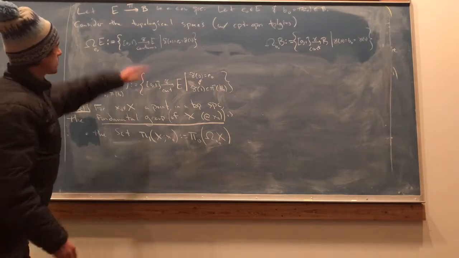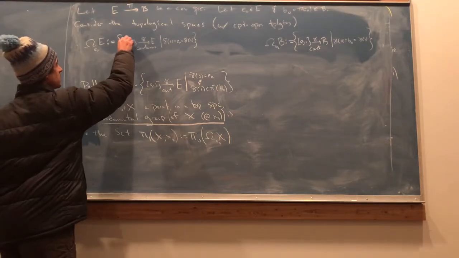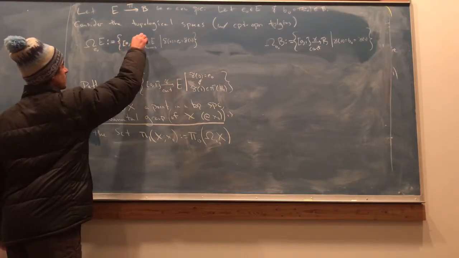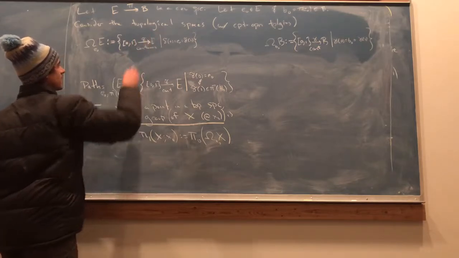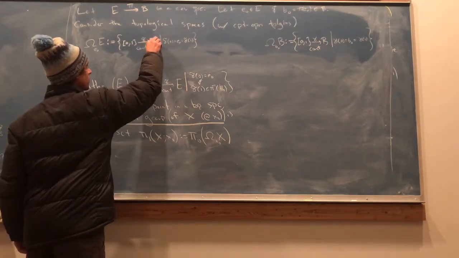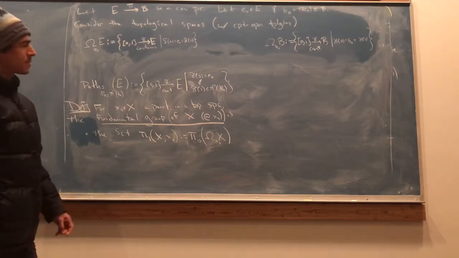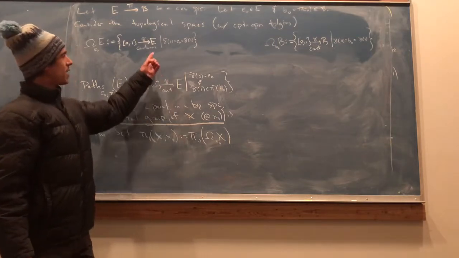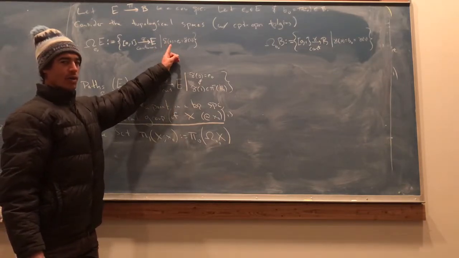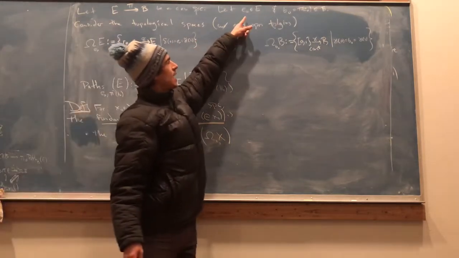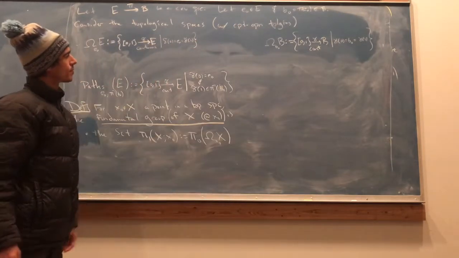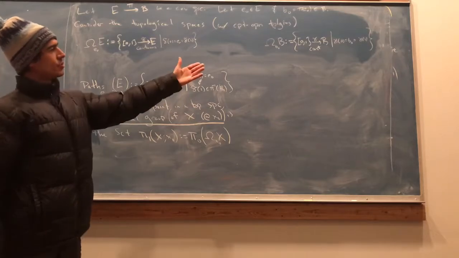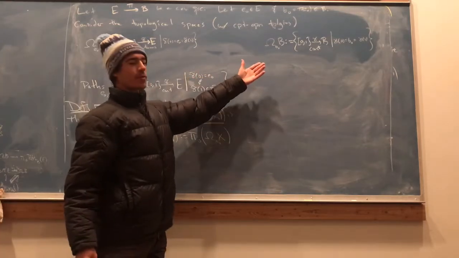It consists of those paths in E, so continuous maps from the closed interval into E. Not all continuous maps, only those whose values on the endpoints, on 0 and 1, agree with the selected element of capital E. Do exactly likewise for capital B.